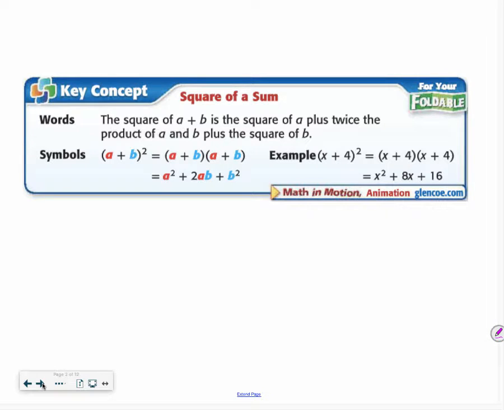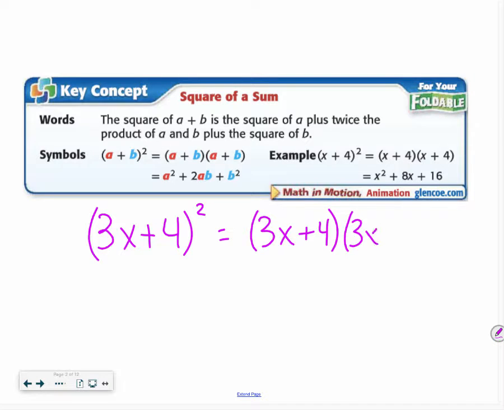So when I say the square of a sum, I mean we have something that looks like this, where I say 3x plus 4, and I say that is squared. So that's the same thing as saying that we have 3x plus 4 times 3x plus 4. Remember, the square means that's how many times it's being multiplied by itself. That doesn't mean it's being multiplied by 2. Sometimes people still get that a little confused, okay?